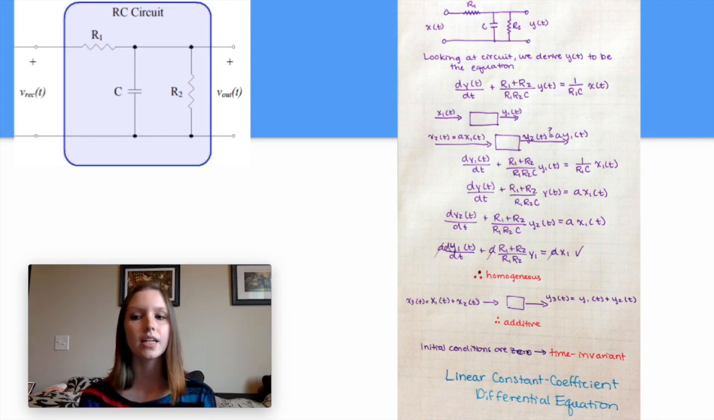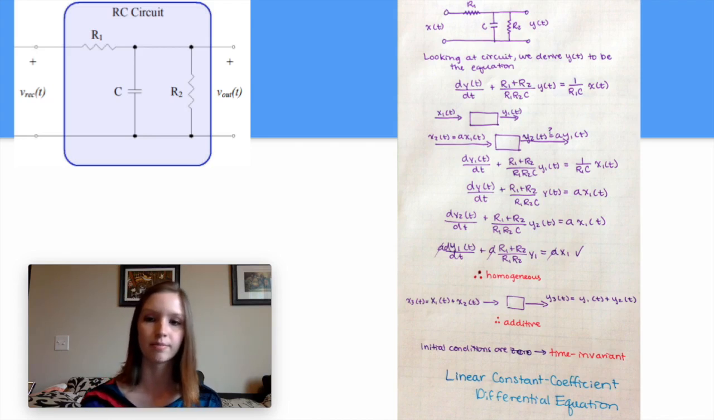When we plug in A times x1 of t, we get y2 of t, and we know that y2 of t equals A times y1 of t, so it ends up being homogeneous. Then we test x1 of t plus x2 of t to see if y3 of t equals y1 of t plus y2 of t, and that ends up being true, so it is additive and therefore linear. We know that there are no initial conditions, so the system is time invariant.